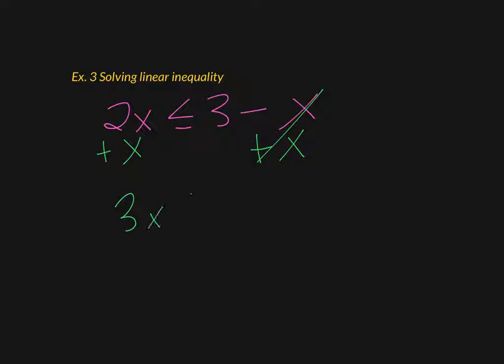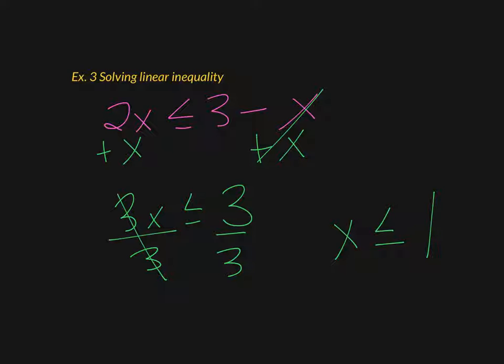Alright, for the next example, consider the inequality 2x is less than or equal to 3 minus x. We want to get the x's on the same side of the inequality. Add x, add x. So we've got 3x is less than or equal to 3. Divide by 3. Do we flip our sign this time? We do not, because we did not divide by a negative, we divided by a positive. So we do not flip the sign.